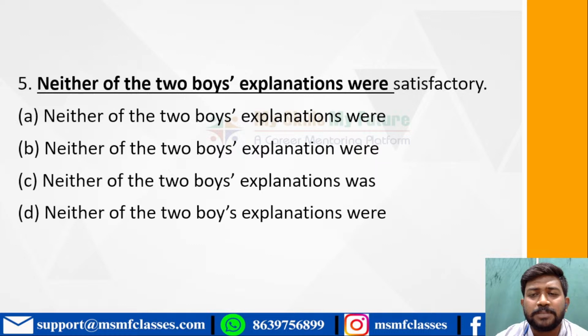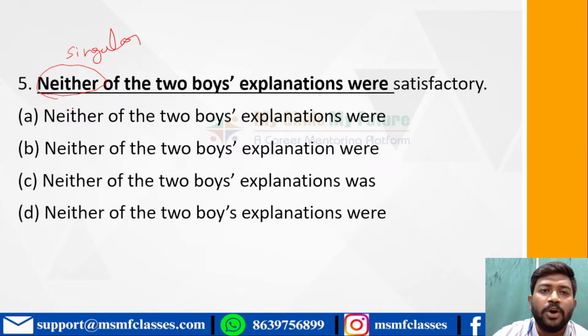Neither of the two boys' explanation were satisfactory. Whenever we use neither, nor, either, or, consider the subject as singular. Here we are using neither. So neither is singular. Always remember that in "neither of the boys", you should not consider boys as the subject. You should consider neither. Neither is singular. So it becomes automatically "was".